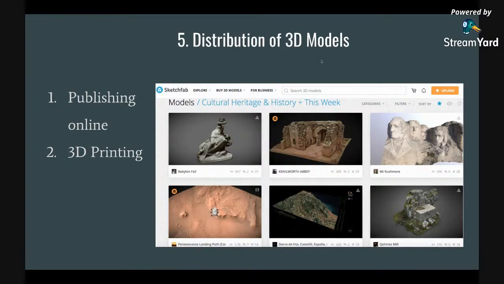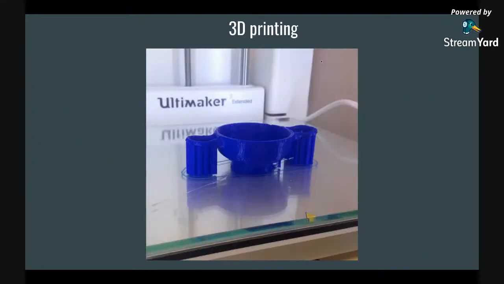The other way in which you can distribute 3D models, or make your 3D models available to other people, is by printing that model. So taking what had been a purely virtual object and making it physical again. Either physical again if it was a scanned object, or physical for the first time if it was a design model or a visualization.